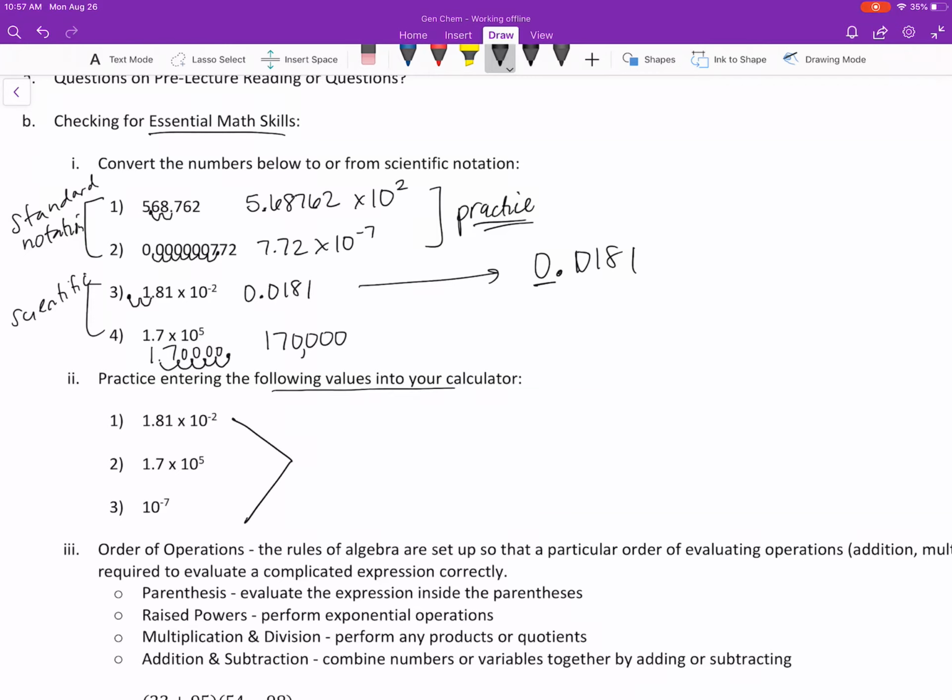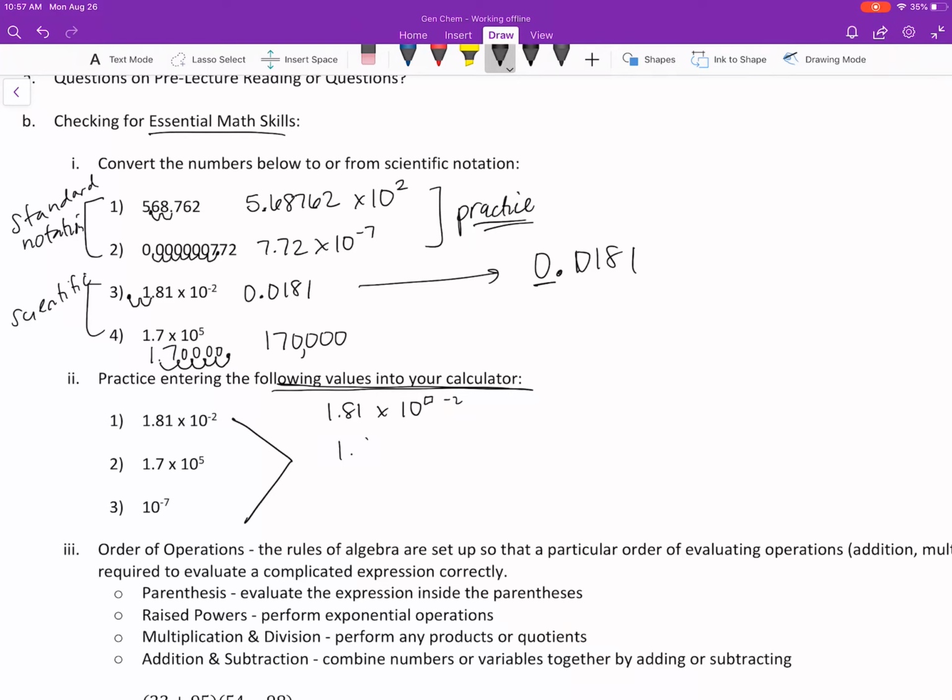Now here, the reason why I want you to practice these in your calculator is because there's a couple of different ways to do it. Some calculators have the function that you can enter it like this. You enter 1.81, there's a times, there's a 10, and then it has this little boxy thing, and then you can enter in -2, right?